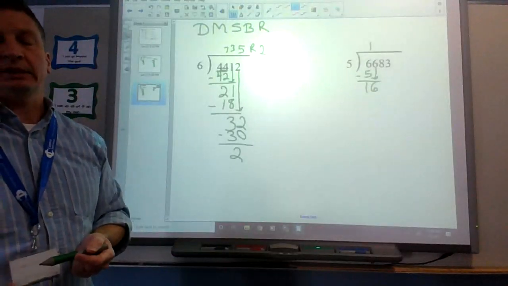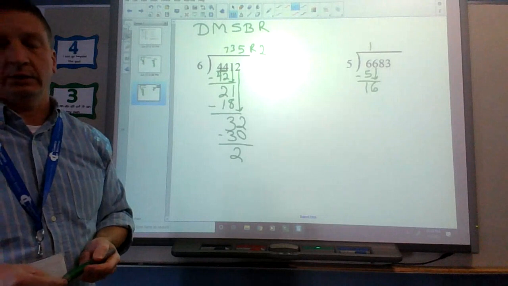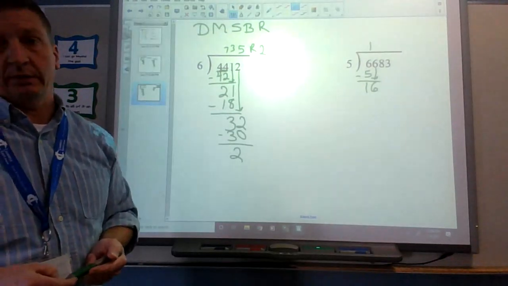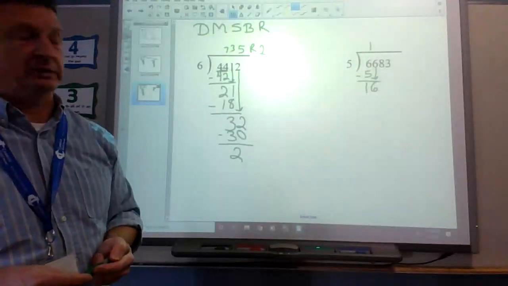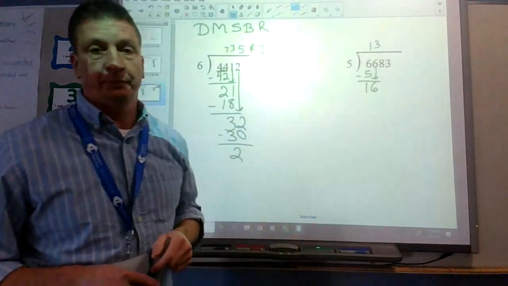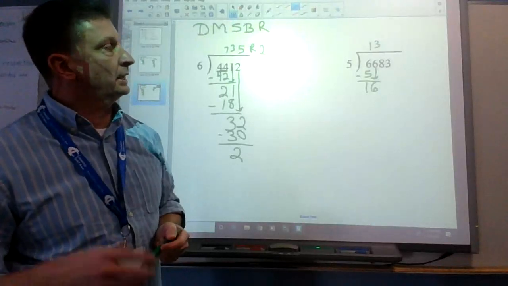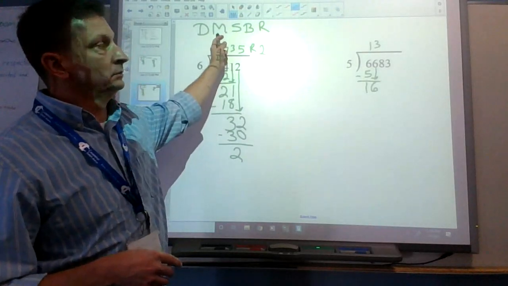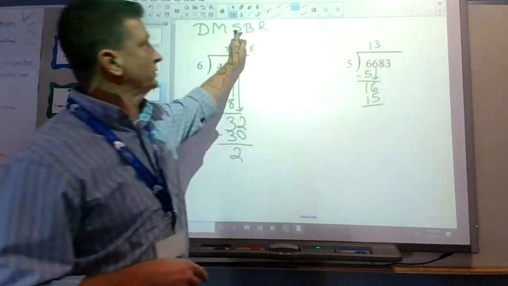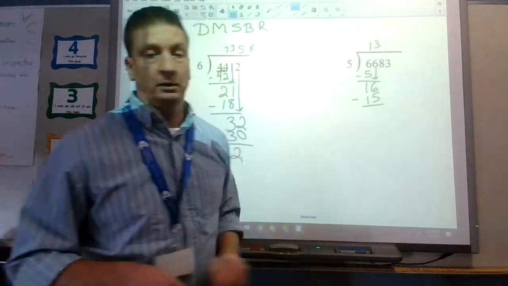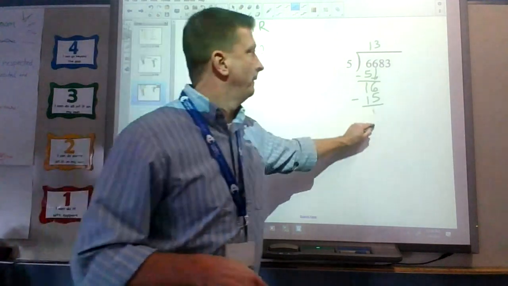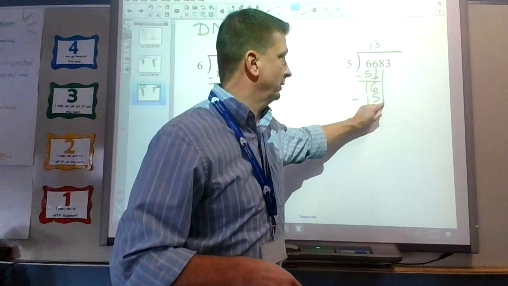I have 16 units that I'm dividing evenly amongst 5 people. Well, each person would get 3, because 5 times 3 is 15. So I'm going to put my 3 up here in my answer, in my quotient, and I'm going to multiply. 3 times 5 is 15, and now subtract. 16 minus 15 would give me 1. Bring down the next number.